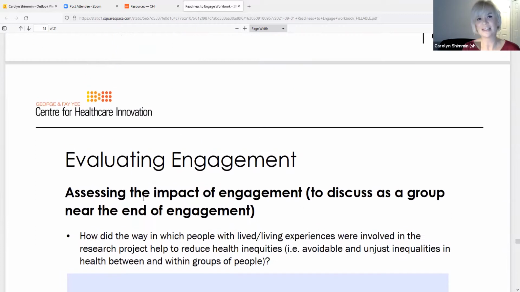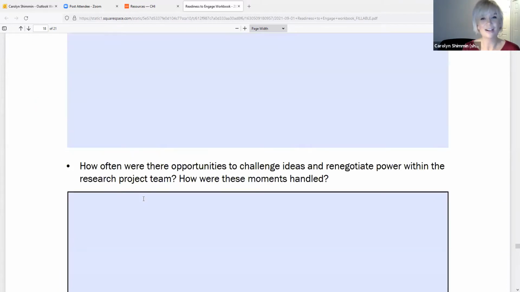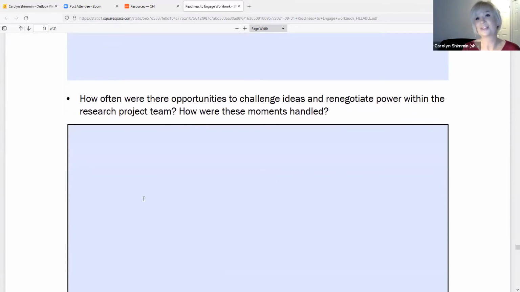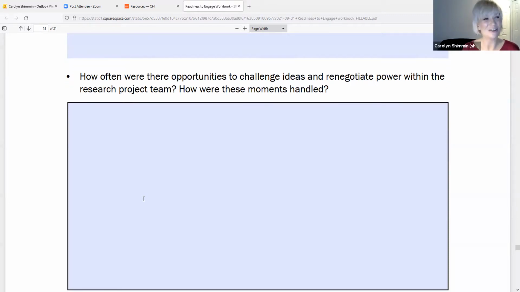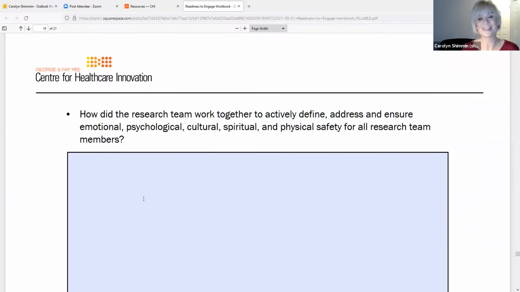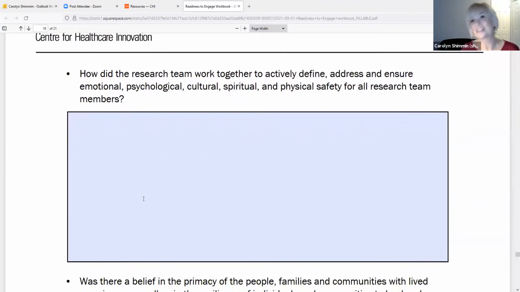And you can have these questions as a group and discuss this. How did this actually work? How often were there opportunities to challenge ideas and renegotiate power within the team? How were these moments handled? So I think you can probably write some of these answers in there and then have that conversation with the team. How did the research team work together to actively define, address, and ensure emotional, psychological, cultural, spiritual, and physical safety for all research team members?